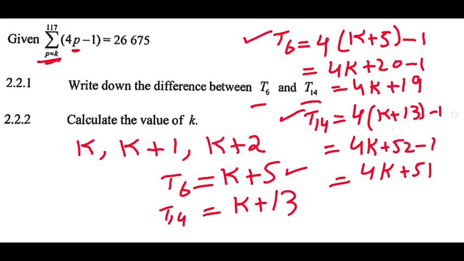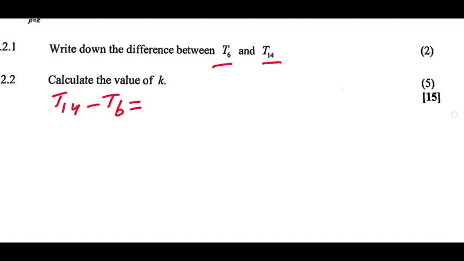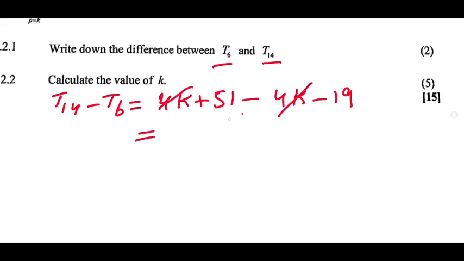Now, he says write down the difference between T6 and T14. So the difference is T14 minus T6. T14 I have 4K plus 51 minus T6, which I have 4K plus 19, so positive 19 becomes negative 19. Positive and negative 4K cancel. Positive 51, negative 19, the answer will be 32. So this is my final answer.